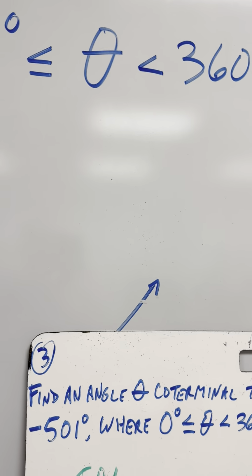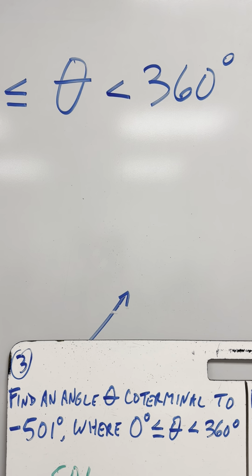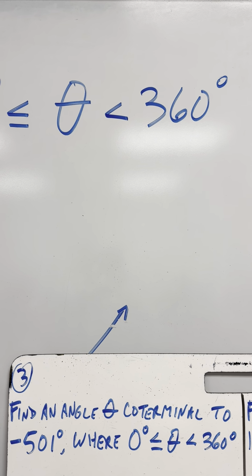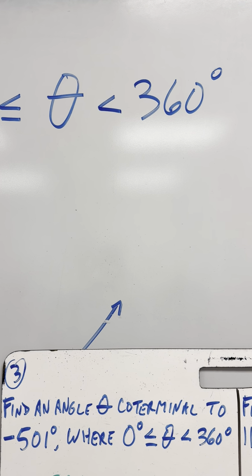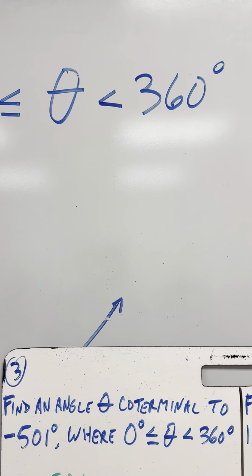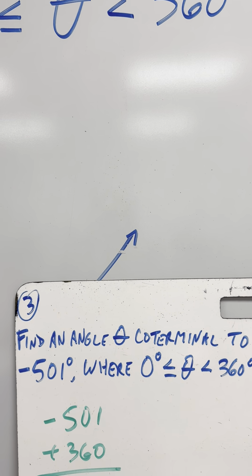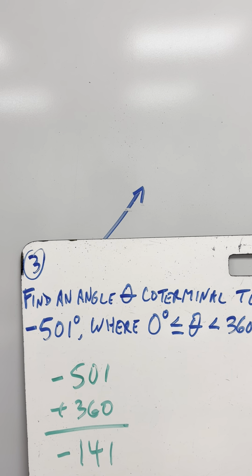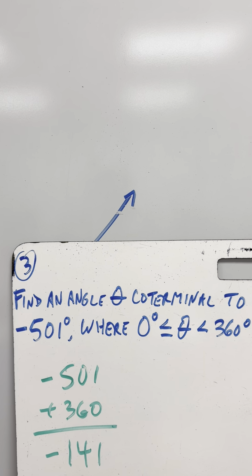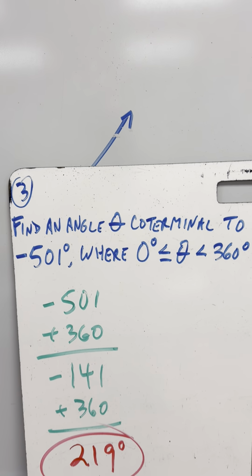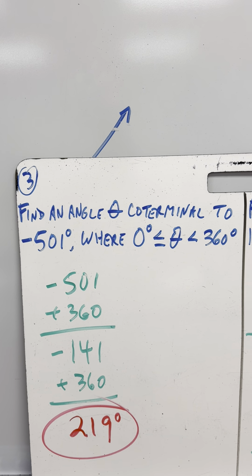What about this? Find an angle theta coterminal to negative 501. Now what am I going to do? Well, I'm going to add 360. So I'm going to take negative 501 plus 360. I get negative 141. I'm still not between 0 and 360. So I'm going to add another 360, which will take me to 219. And there you go.